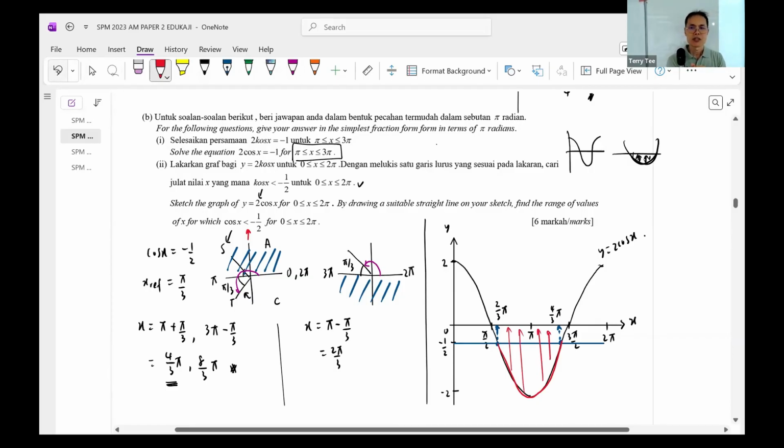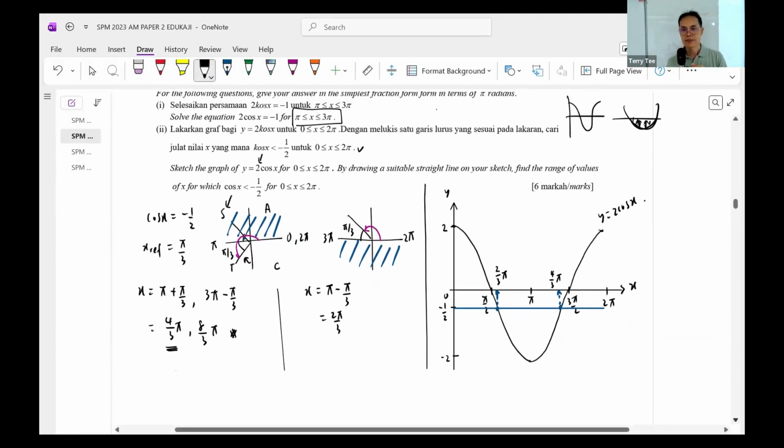But guys, I don't put all this in my drawing, because it's going to make my drawing really ugly. So I just write directly from my graph, right? So your x value should be what? Your x value should be between 2 over 3 pi and 4 over 3 pi. That's my answer. Okay.